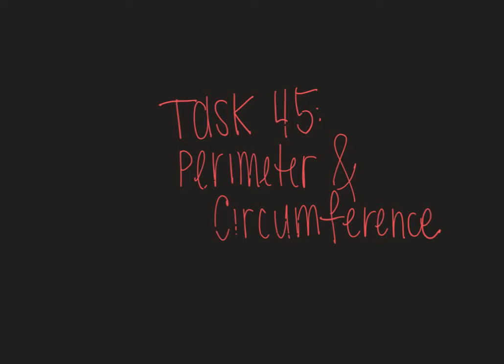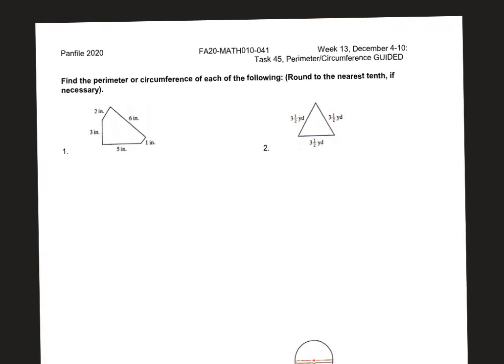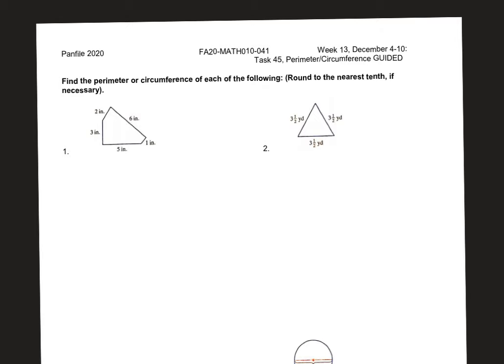All right, so last week of new material, we are going with perimeter and circumference for this first section of geometry. All right, so we want to find the perimeter or the circumference for each of the following, round to the nearest tenth if necessary. We can also always keep things in fraction form as long as it is simplified.